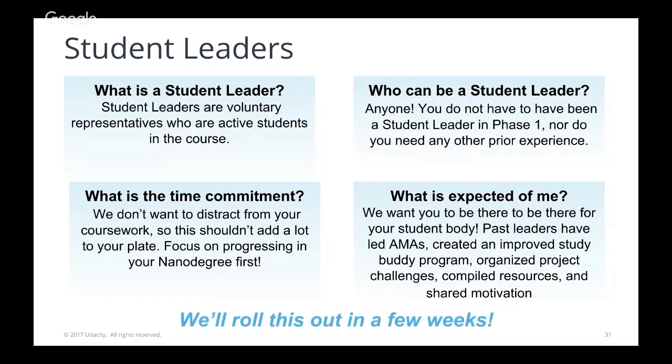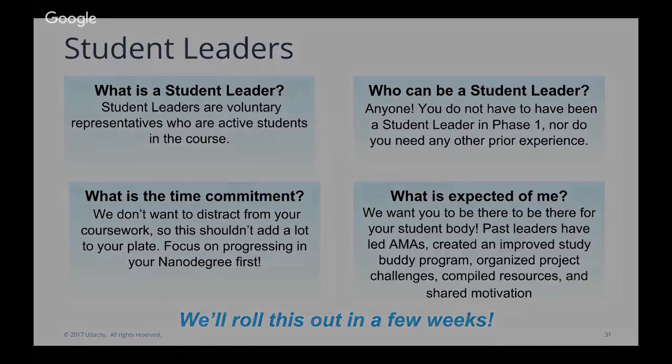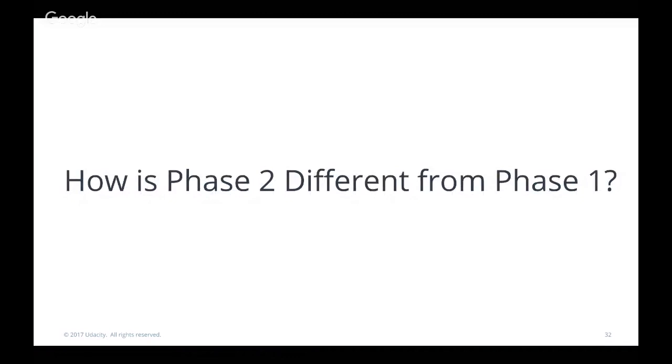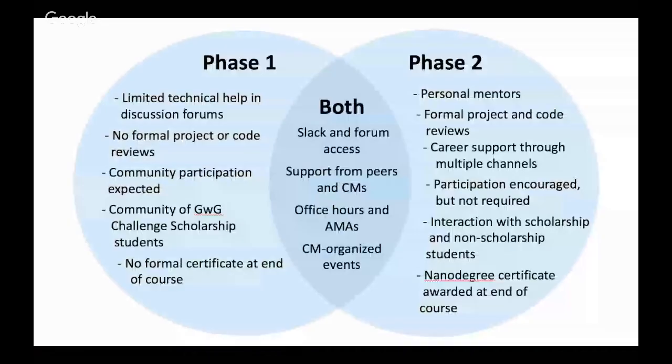And this is a lot of information, so we wanted to go over an overview at a high level of how phase 2 is different from phase 1. This is an image that hopefully lays out a little bit what you had in phase 1, how that's different from what you have in phase 2, and what both phases had. So in phase 2, as you can see, you'll have access to personal mentors that you'll have one-on-one relationships with.